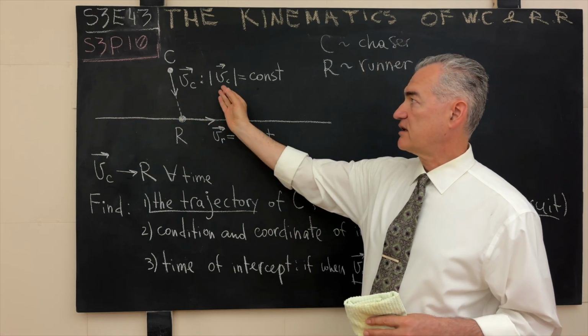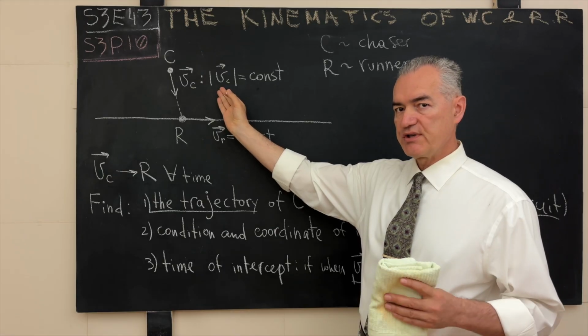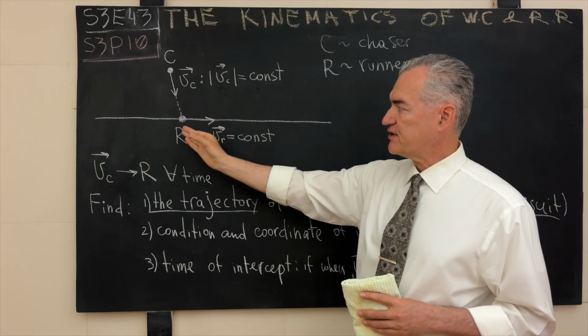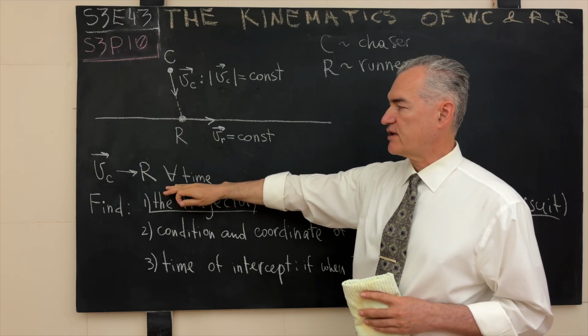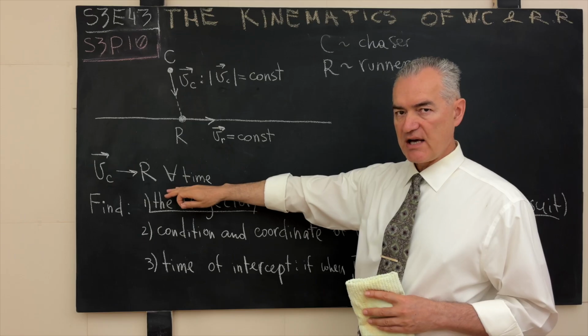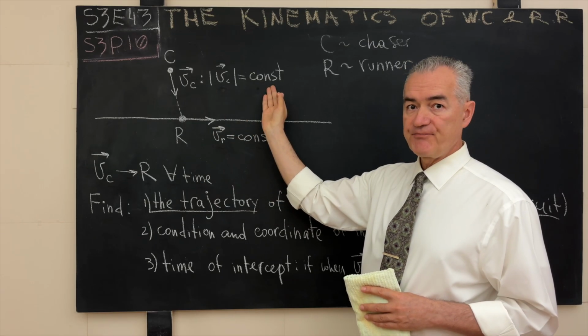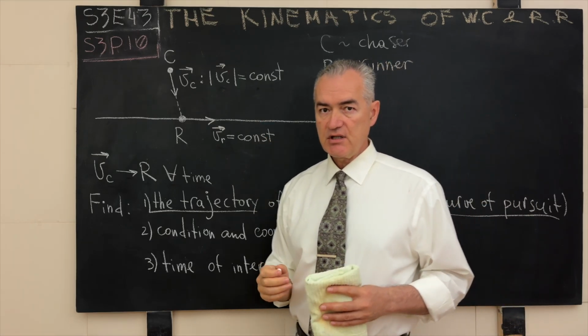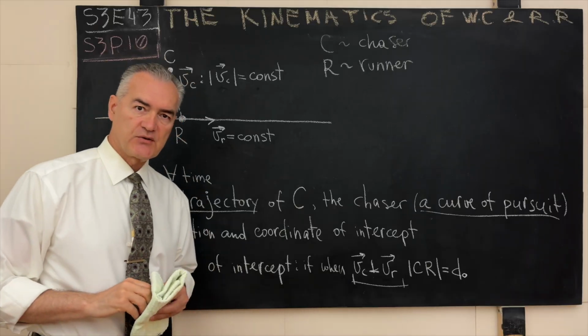The point C is located not on that straight line, but somewhere else in the ambient plane, and the vector of the velocity of the point C, or the chaser, always points at the point R at any given time. However, we're told that the magnitude of the velocity of the chaser, Vc, is also a constant quantity. Under these conditions, we're asked to recover the following information.